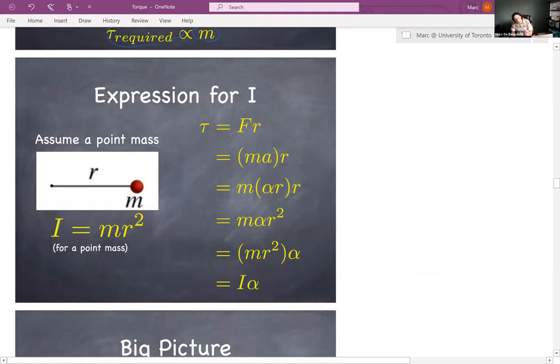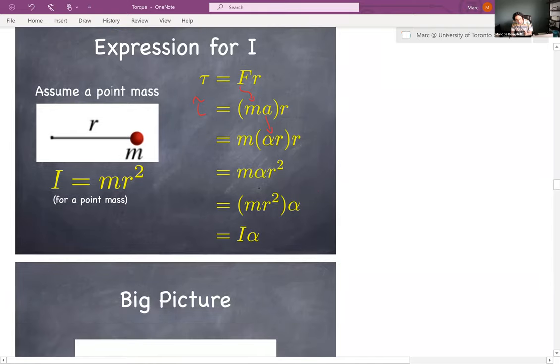For this, we can actually use the relationships we determined yesterday. So here, we start with the definition of torque. Torque is F times R. Now, if we want to know the net torque, we can say F net is equal to MA, and the left-hand side still equals torque, obviously. Well, M, we don't know what M is yet. We're trying to figure out what the rotational equivalent of M is, but A, we know what A is. A is going to be R alpha. So simplifying this a little bit, we get M alpha R squared, and alpha can be pulled out and we can group together the M and the R squared.